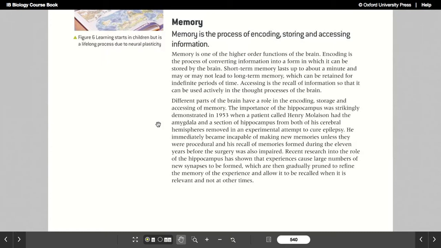Experiences cause a large number of new synapses to be formed, so when you learn something, you make new synapses, and that helps you to remember it. And then when you stop using that information, it might be pruned.